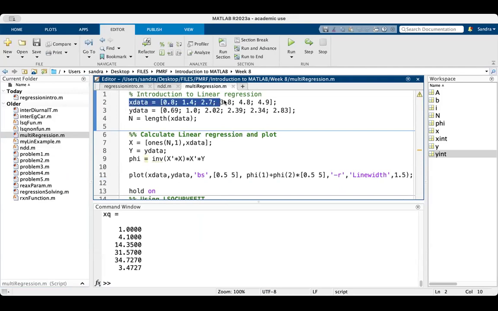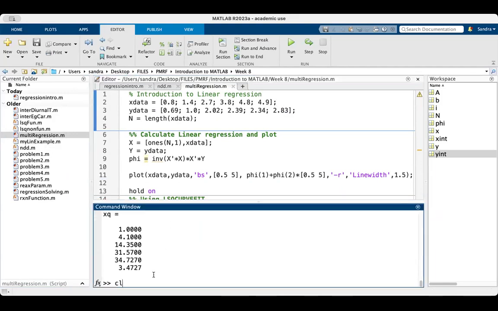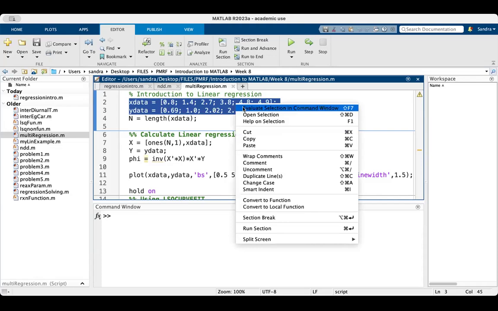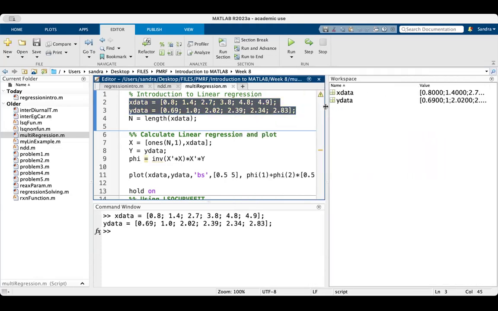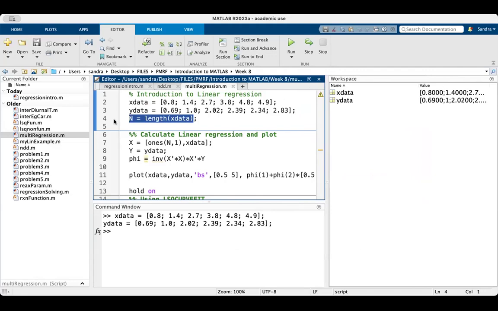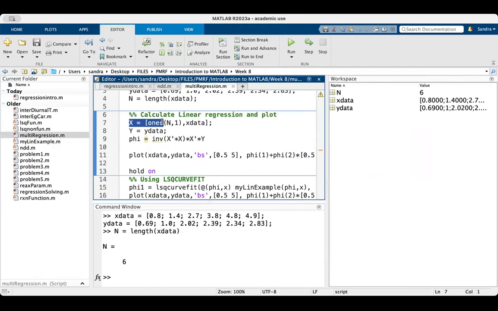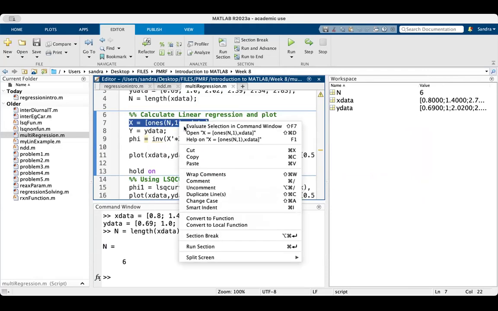You have your x values and y values here. How many entries do you have? The length of X data is 6. So first let me make the matrix. The matrix will be all ones followed by X values.